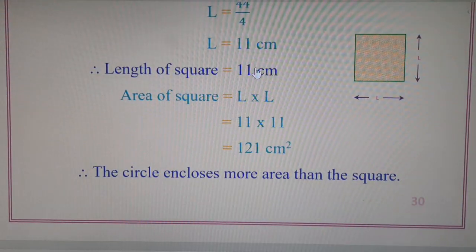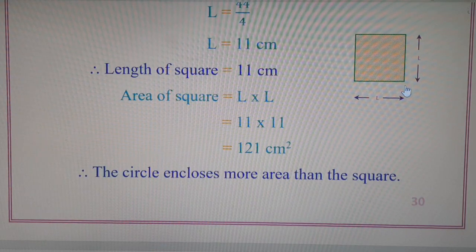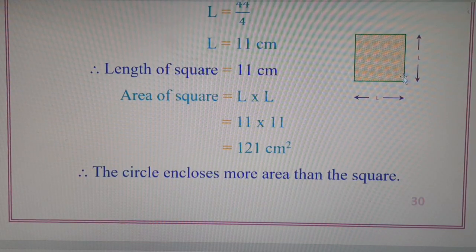Now since we have found the length of the square, that is 11 centimeter is the length of the side of the square, we can use the formula for the area of a square, that is L into L, to find out the area of the square.